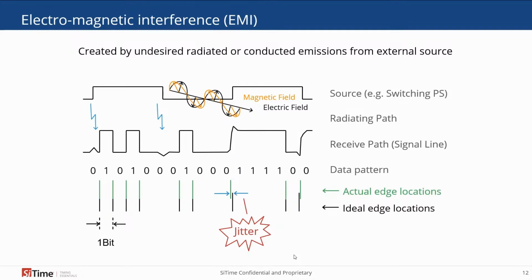Another source of jitter is electromagnetic interference, which we can define as undesired radiated or conducted emissions from an external source. So here we're showing an external source. This, for example, could be a switching power supply, could be other reasons. And then there's usually a radiating path if it's radiated emissions, and that can couple on to our victim waveform. And if it happens to couple on in the wrong location, then we can see that we have jitter as a result.